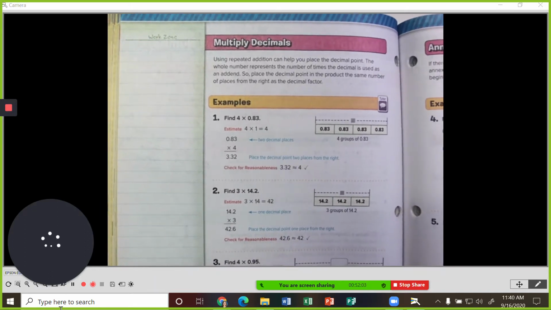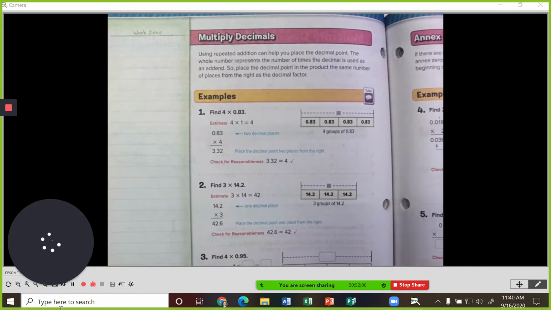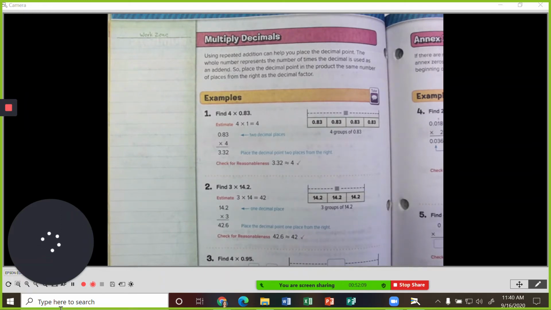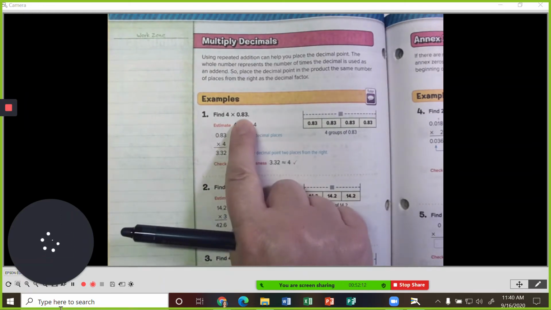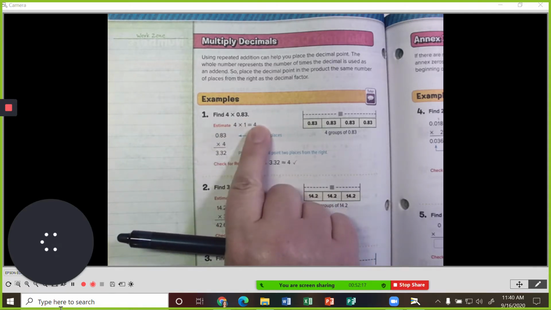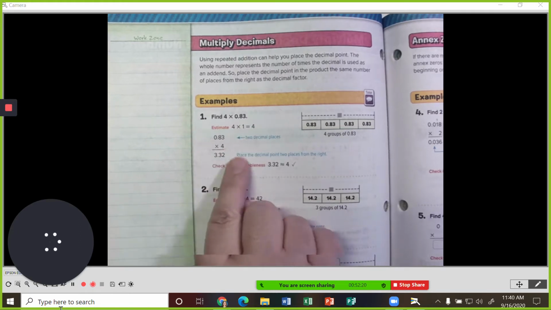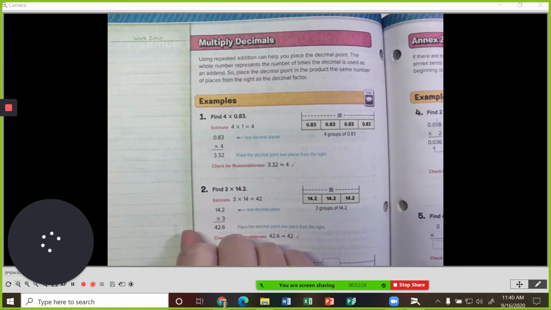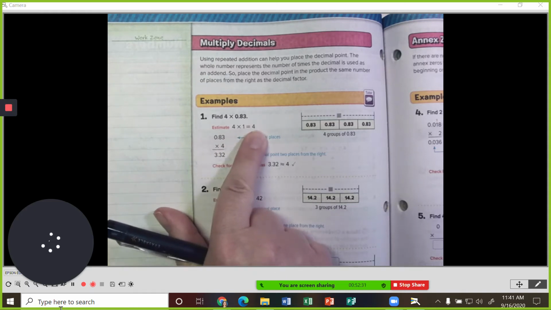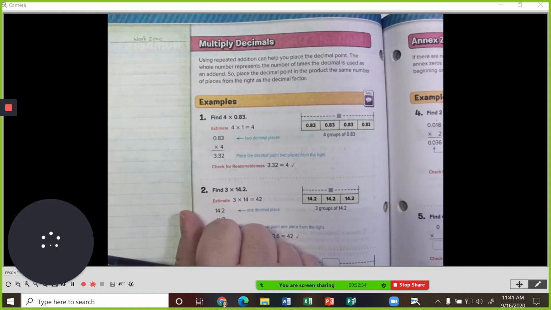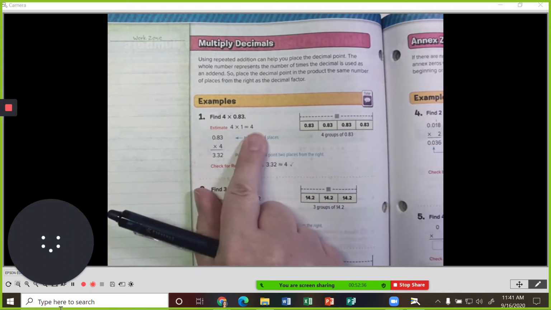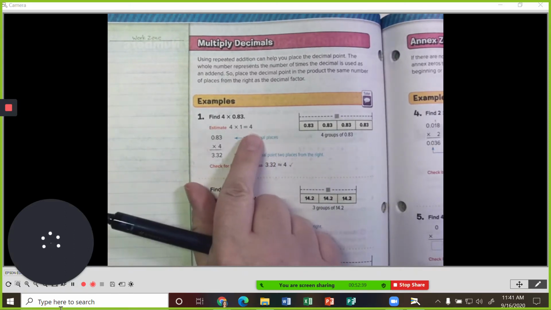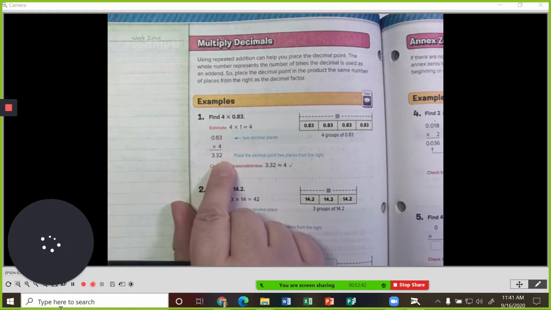So when we multiply decimals, using repeated addition can help you to place the decimal point. So if you're estimating, 0.83 would be about 1. If you had 1 4 times, your answer would be approximately 4. So keeping that in mind, it's going to help you to know where to put your decimals so that when you get your answer using the standard algorithm, you'll know if you have your decimal in the appropriate place. So my answer should be around 4. If my answer is around 40 or 400 or 4,000, I know that I have my decimal in the wrong place and I need to move it so that it would be around 4. So for instance, 3.32 would be pretty close to 4.